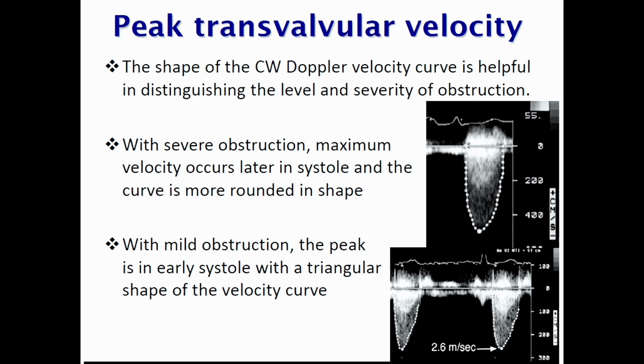If you see the picture, the rounded curve is seen when the maximum velocity is occurring at the midpoint, and not as in the second image, where the peak velocity is occurring in early systole. So that is a bit of a triangular shape of the velocity curve.